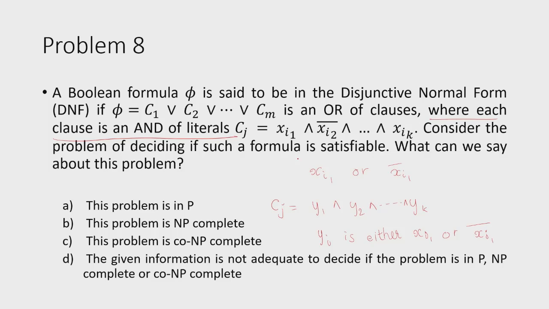So what do you need to do to show that it is satisfiable or not? Just produce a satisfying assignment, right? But then we have distinct literals here ranging from x1, x2, say till xk. But you are given this formula as an input.